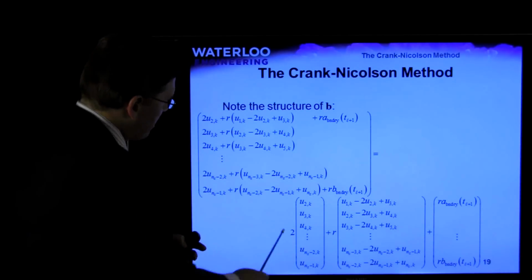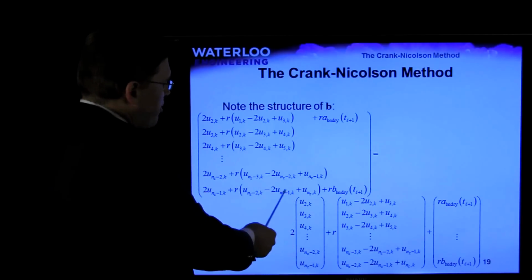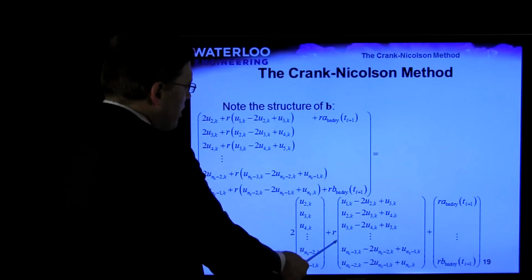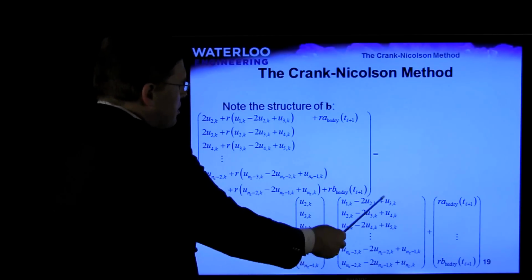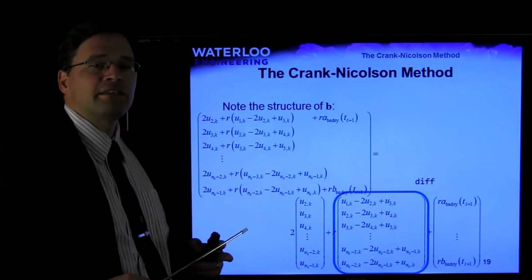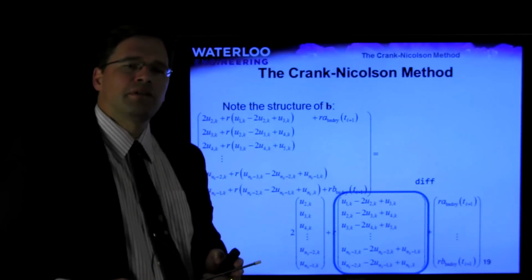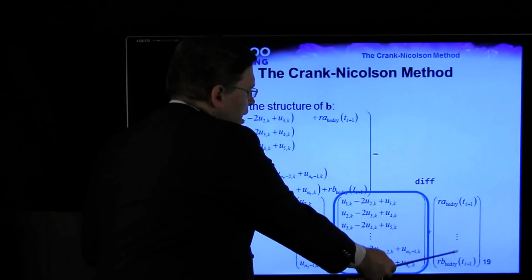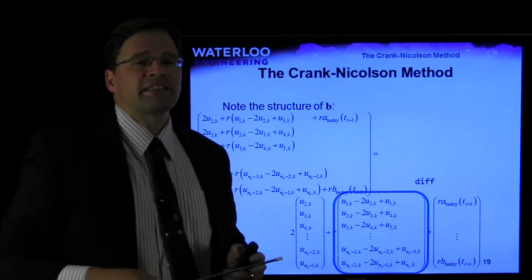So you can see that it's just twice the value of the previous interior points, plus r, or ratio, times, oh, that looks a lot like something that we got from diff. We can calculate that as well, and we now only have to update the first and last entries as well.